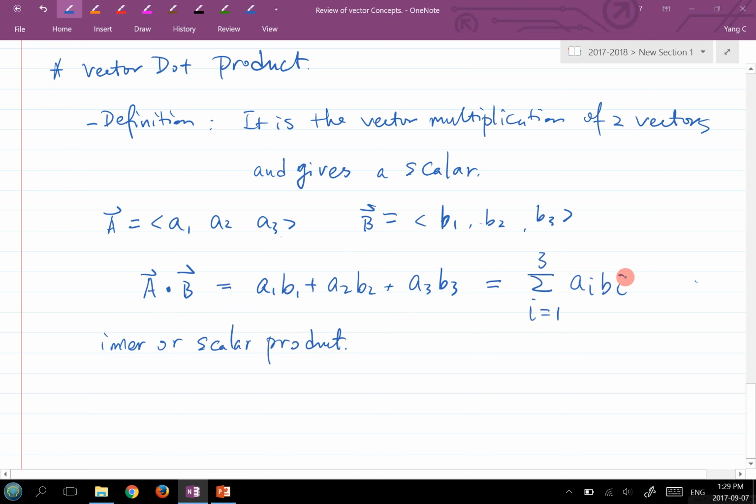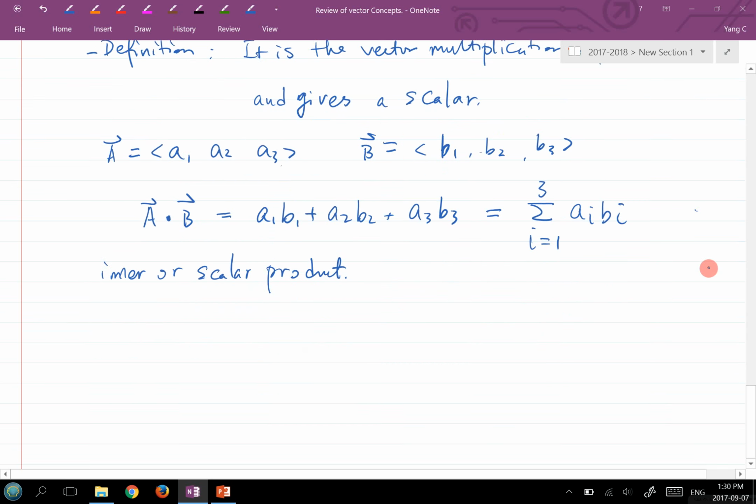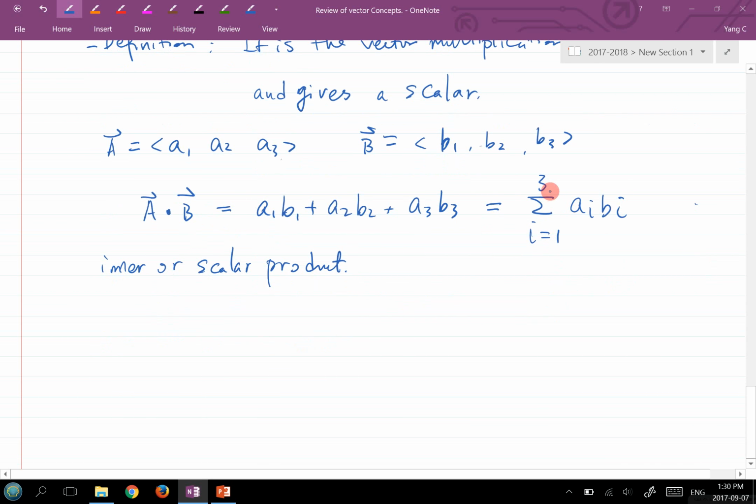We define our vectors only in 3D, so that's why you see only three elements. If you're talking about general n dimensions, then you would have A1, A2, A3, and so on up to AN. That's also a vector. We'll just focus on vectors with three elements, but you can easily change the 3 to n if you have an n-dimension vector dot product. So that's the definition of the dot product.